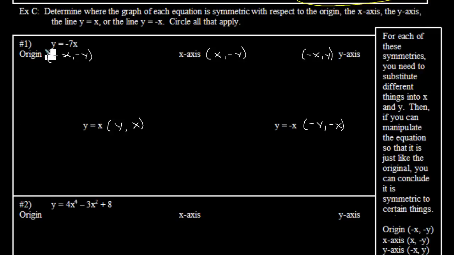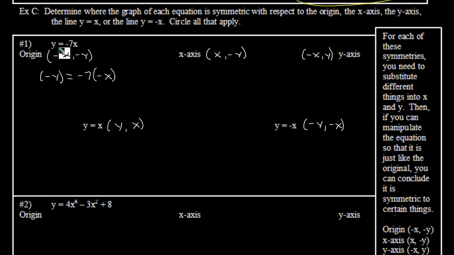Here's what you do. Take your equation, y equals negative 7x, and instead of using an x, change it to a negative x. Instead of using a y, make it a negative y. So it's supposed to be y equals. We're going to change the y to a negative y. Negative 7 times x. Instead of an x, we're going to use a negative x. Your challenge then, once you've substituted these in, can you manipulate this equation to make it look exactly like the original? If you can, then it's symmetric with respect to that thing. If you can't, then it's not.